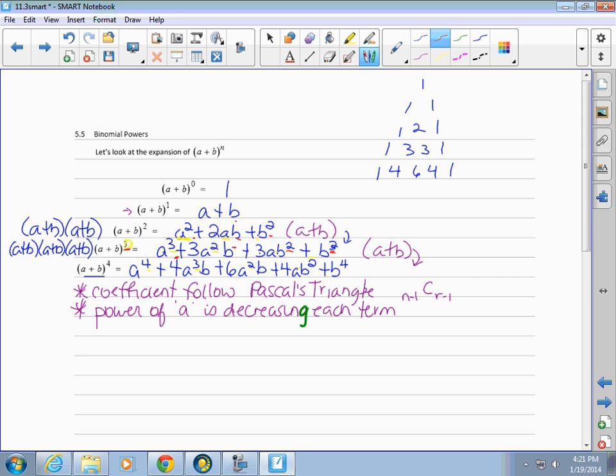So in the fourth row, I had no b, 1b, 2, whoops, there should have been a squared there. Did I miss something? Yeah, there should have been a squared here. 2, 3, and 4. Sorry. So I had 2b, 3b, 4b. So my b powers are doing the opposite of the a's. They are increasing every time. So the power of b is increasing with each term.